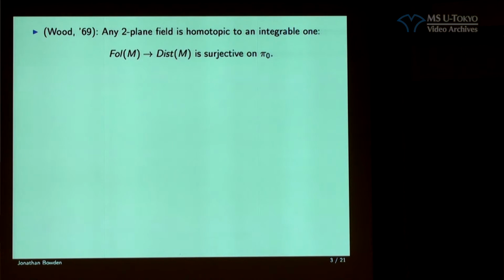So it's prehistory in the sense of it's even pre-Thurston. Thurston submitted his thesis in 72, so this came before that. Maybe people know this proof of Thurston; Wood proved it a bit earlier. Another way of saying this is that the inclusion of the space of integrable plane fields, which I call Fol(M), foliations, into the space of all plane fields, hits every path component. It's surjective on pi 0. Every path component has an integrable plane field living inside it.